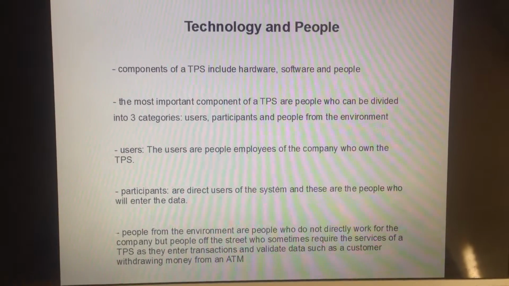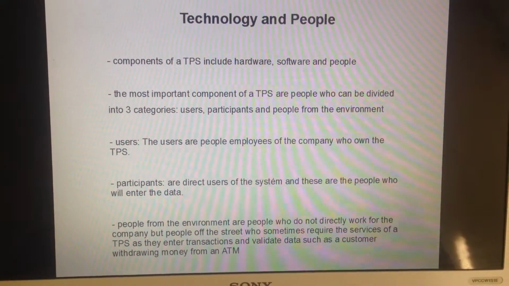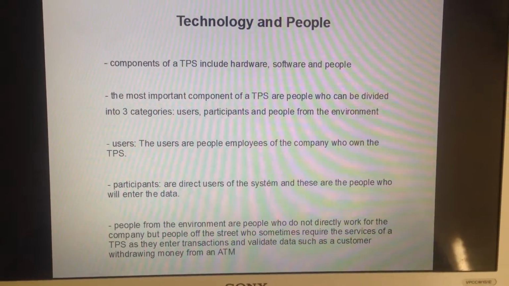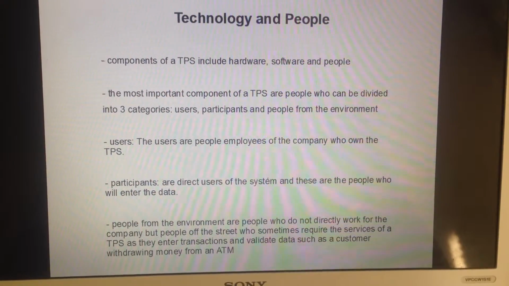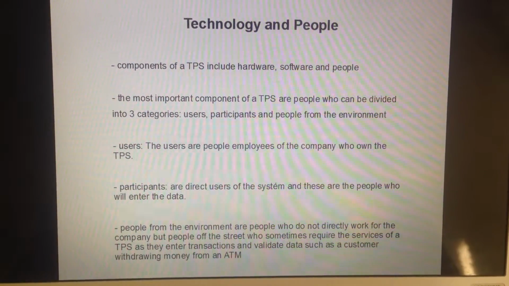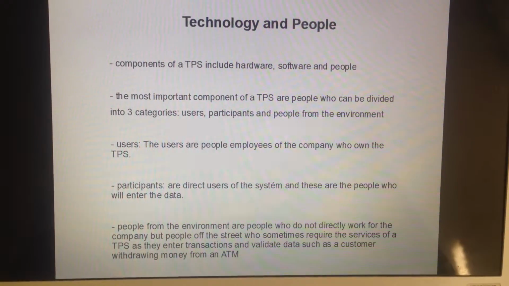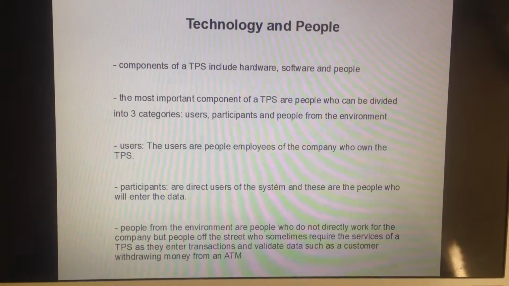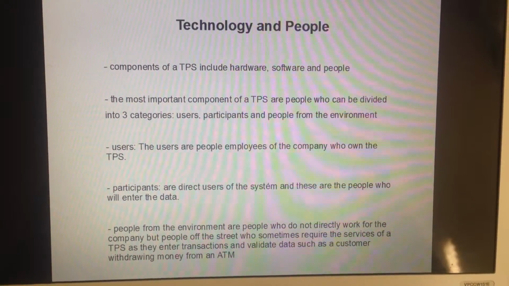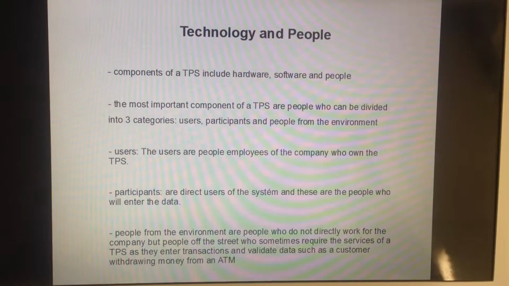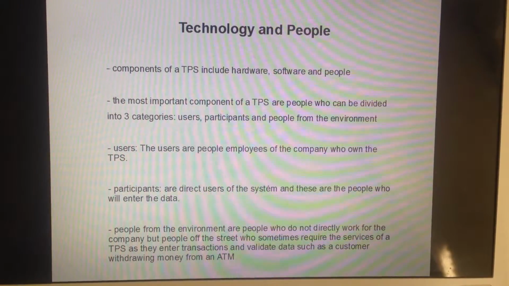Technology and people. Components of a TPS include hardware, software, and people. The most important component, of course, are people, who can be divided into 3 categories. Number 1, users. Number 2, participants. And number 3, people from the environment. Users are employees of the company who own the TPS system. Participants are direct users of the system, and these are the people who will enter the data.